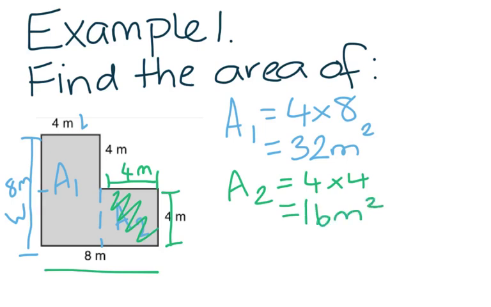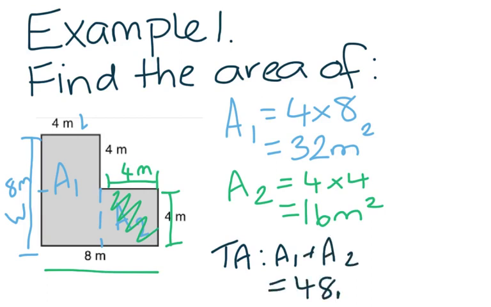But our question's not finished. We actually need to do the total area because it asks to find the area of that shape. So total area I just write as TA. So total area is area 1 plus area 2 for this example, which would give us 48 square metres.